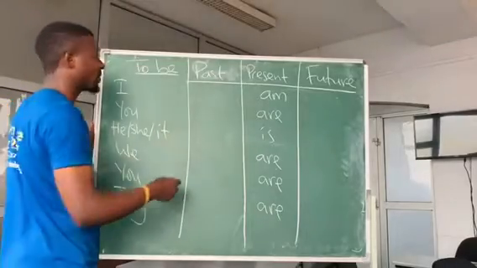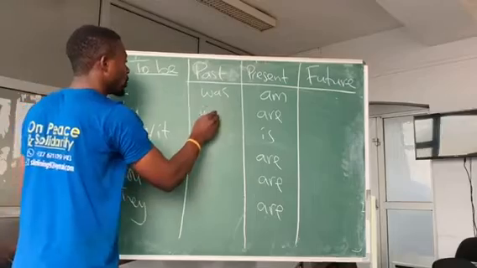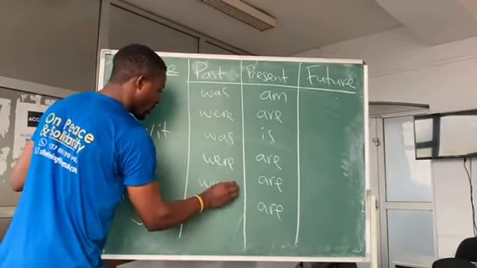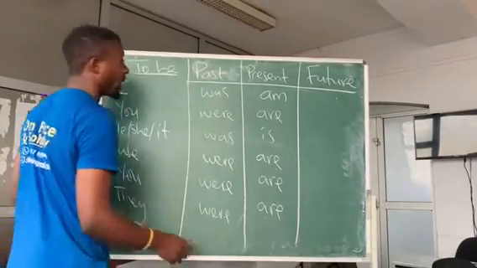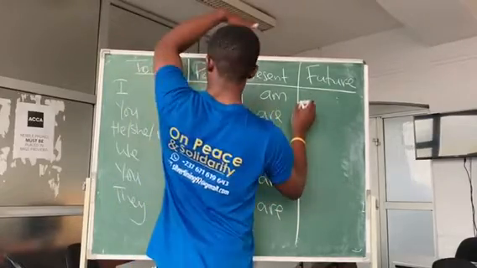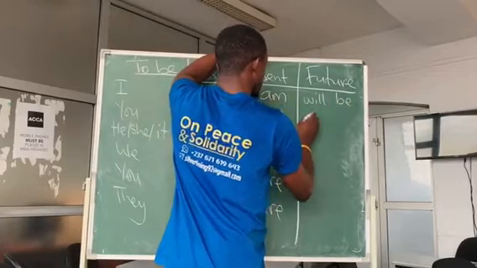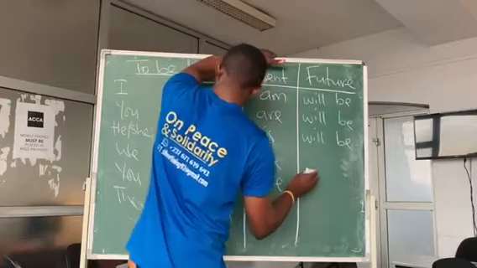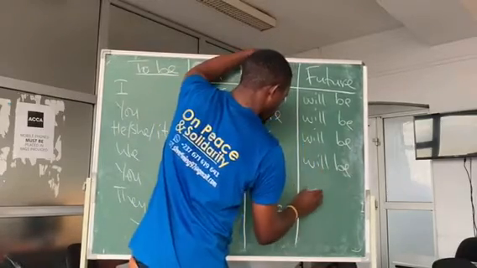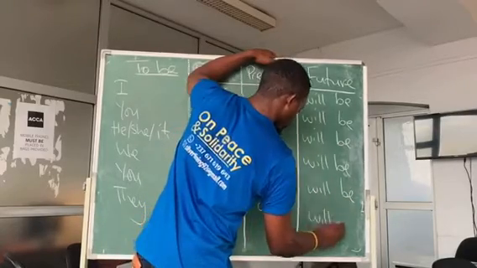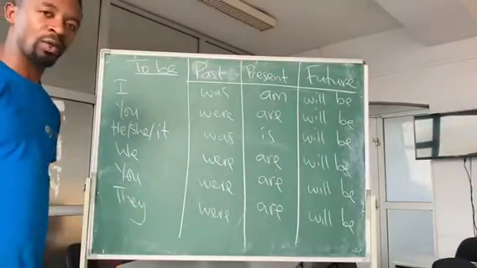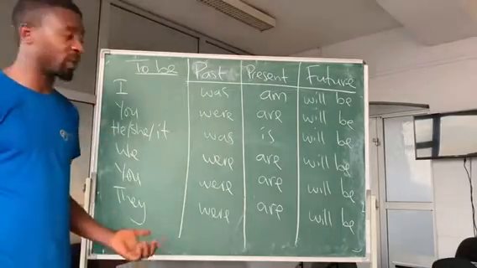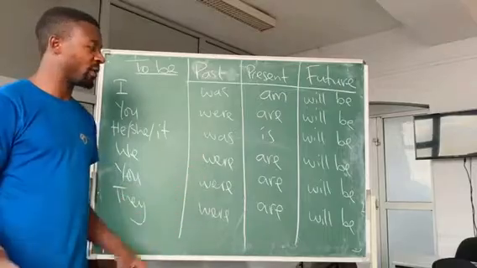Okay, let's now go back to the past tense. I was, you were, he or she was, we were, you were, and they were. Future: I will be, you will be, he will be, we will be, you will be, and they will be. All right. You see, it's simple. Très simple. To be in the different persons. There's 6 different persons, and we have them in the past, the present, and the future tenses. Very simple.